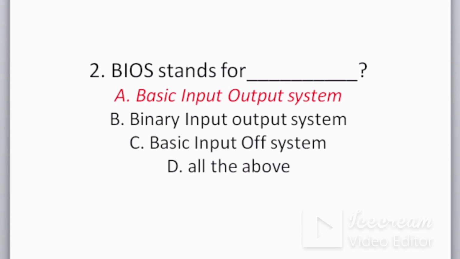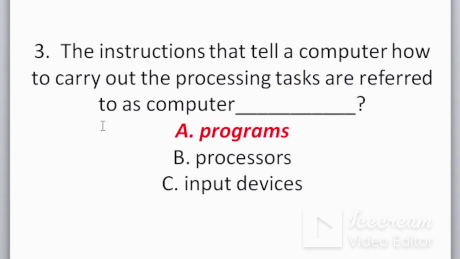Number 2, BIOS stands for dash. A, basic input output system. B, binary input output system. C, basic input of system. D, all of the above. The correct answer is basic input output system.